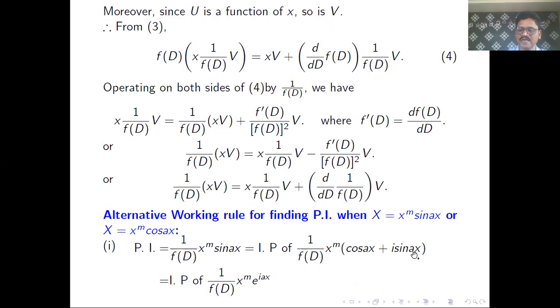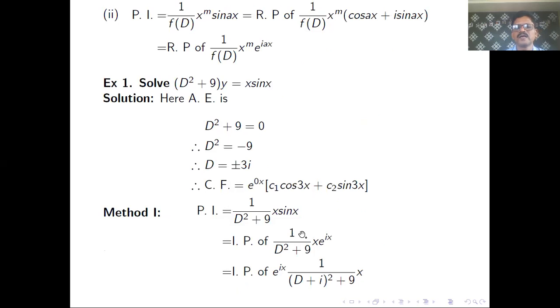That is nothing but sine ax. So we will take the imaginary part of 1 upon D square plus 9, operate x on it. The x remains as it is, and this sin x we have replaced as IP of e raised to ix. And further, this IP of e raised to ix I carry to the next step. This is our case number 4. So what you have to do, you first operate e raised to ix here.